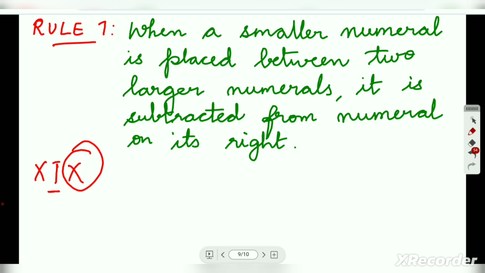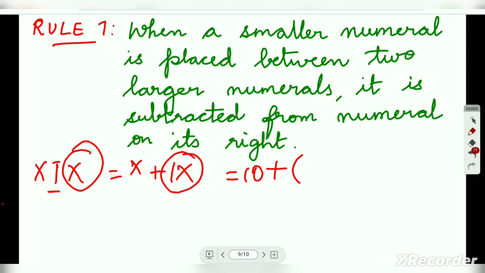So let us write this. This is X plus, we can split it out like this. The I becomes part of the number on its right. So this is 10 plus, now here it is the smaller numeral before the larger numeral, so you have to subtract it. So you get 10 plus 9 is 19. Clear? Is it confusing? Let's take another example then.